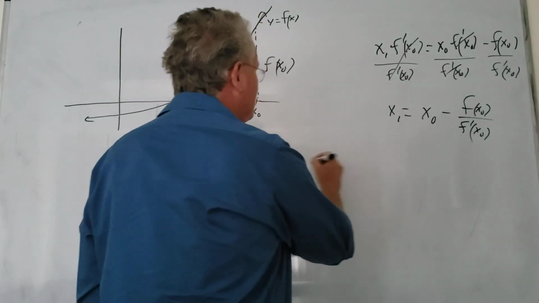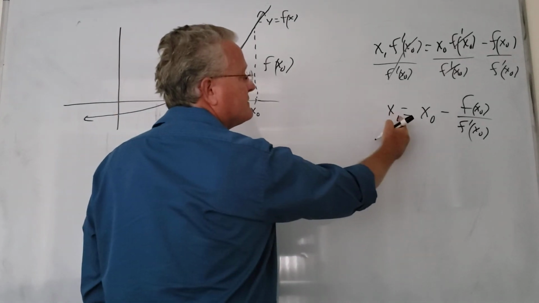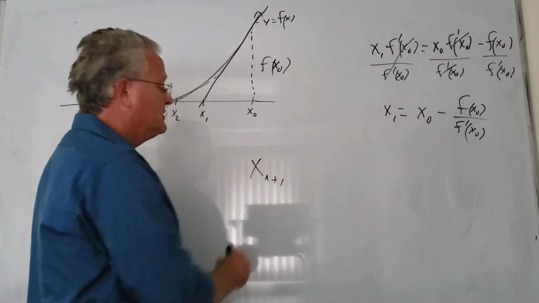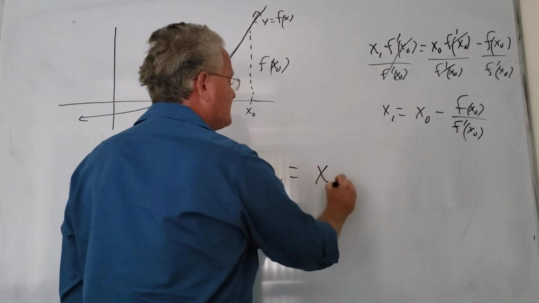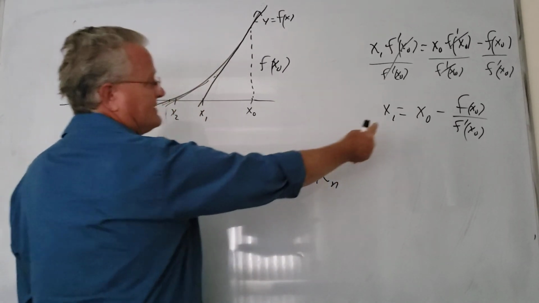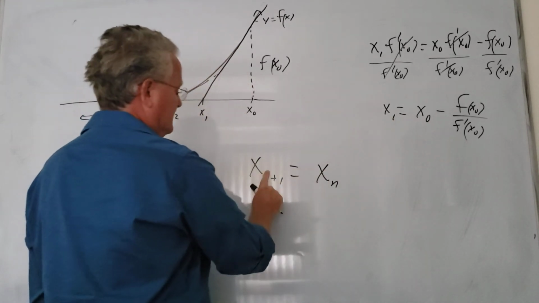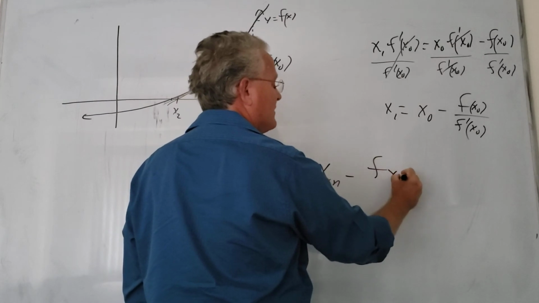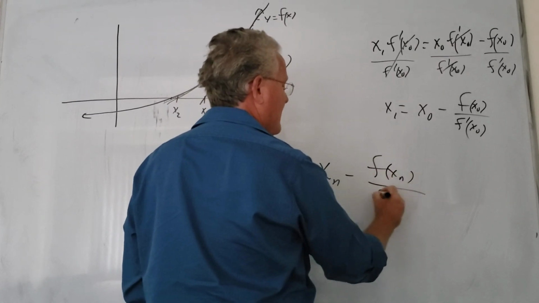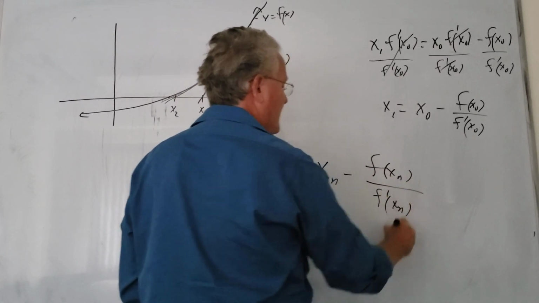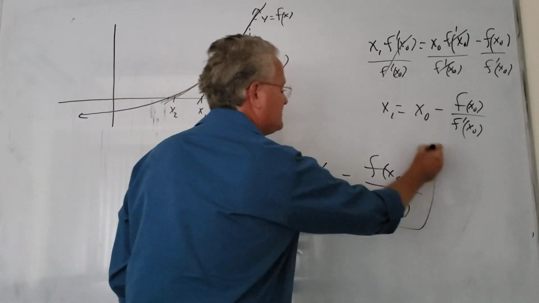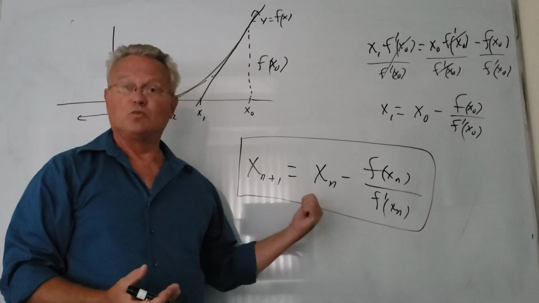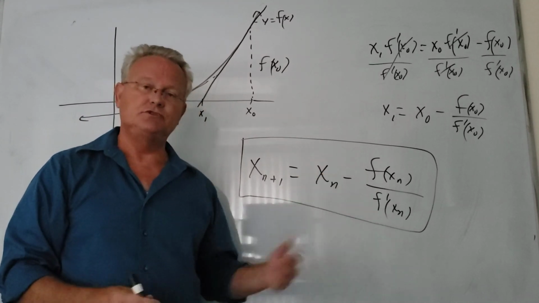But anyways, the general formula is x of n plus 1, the next x value, is going to be xn, just 1 less than this number, minus f evaluated at xn divided by the derivative evaluated at xn. So this is the formula for Newton's method. In the next video, we'll do a concrete example of using this formula.